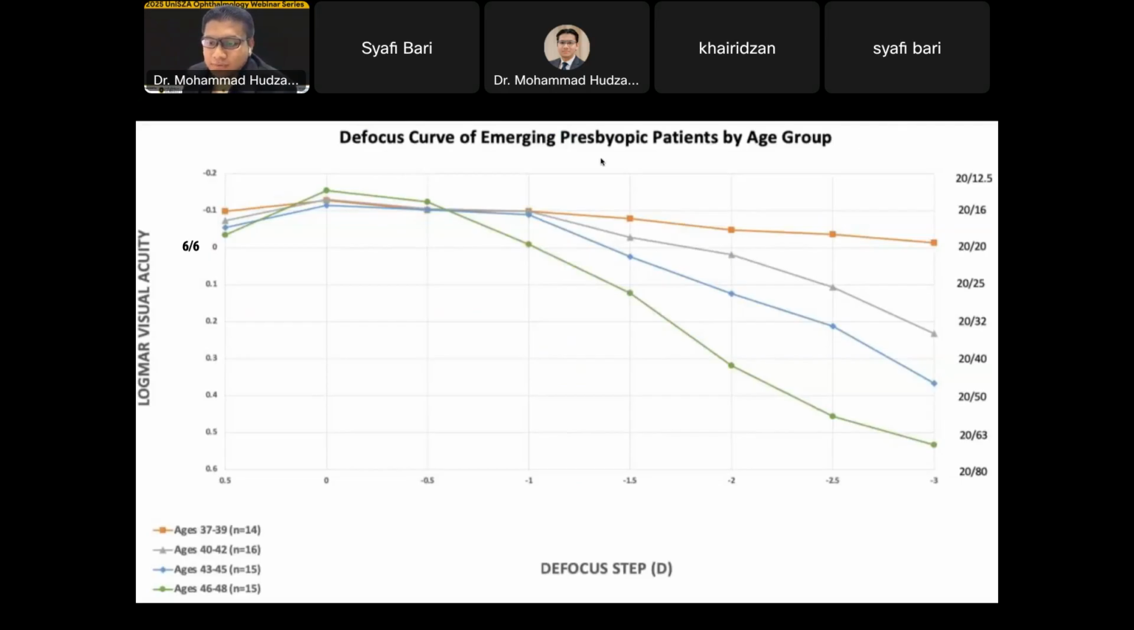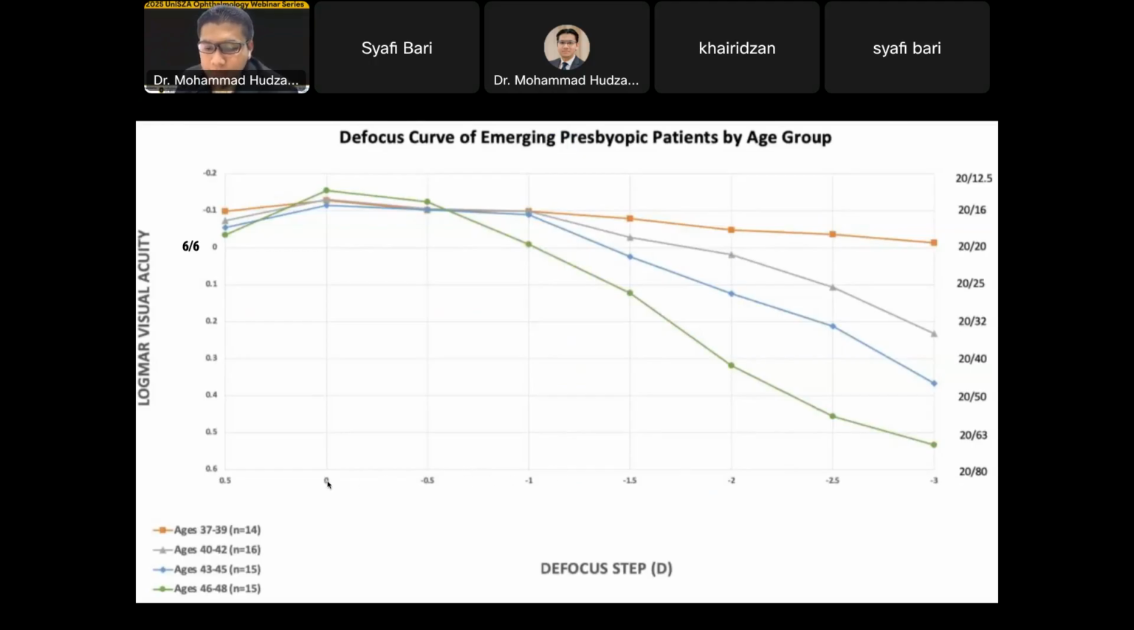So this is one of the examples. This is a graph of a defocus curve of emerging presbyopic patients by age group. This is a plot of visual acuity. The plot on the left is visual acuity. On the right is the defocus step.